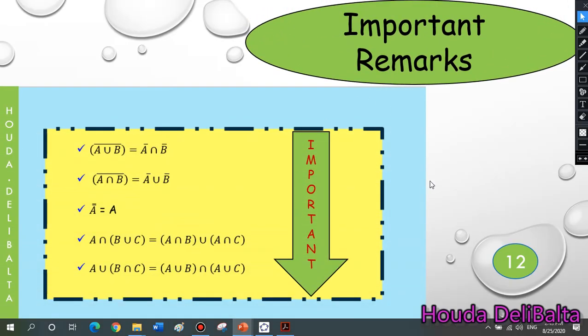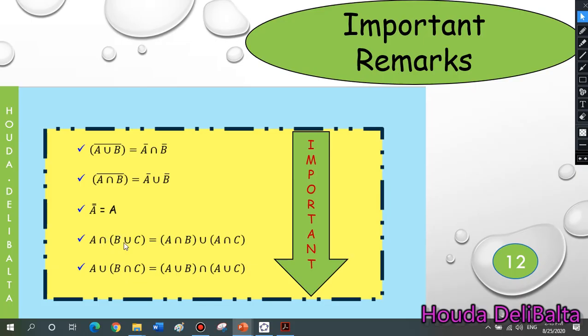Now to sum up, here are important remarks. As we said before, A union B, all of it bar, is equal to A bar intersection B bar. A intersection B bar is equal to A bar union B bar. Now logically, A bar bar, which is the complement of the complement, is the set itself. It's logic, it's obvious.